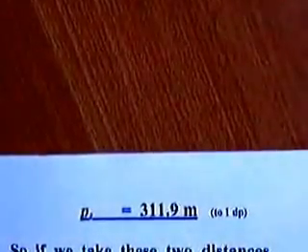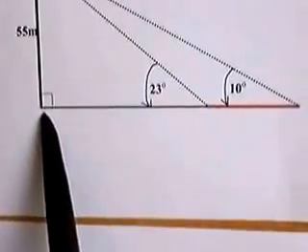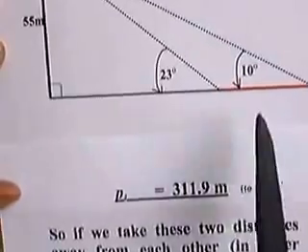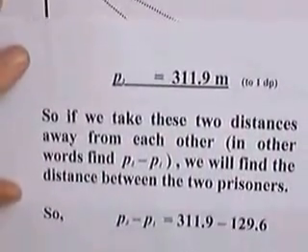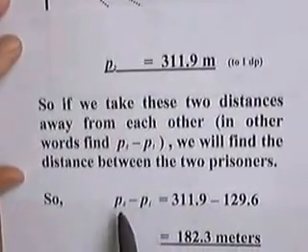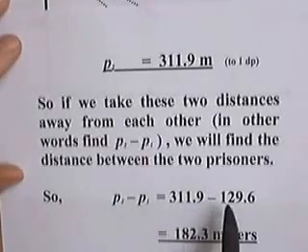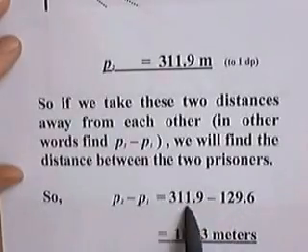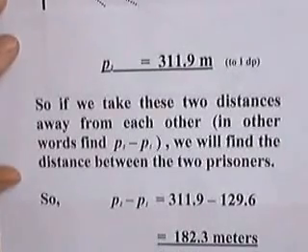So we've now got this length from there to there, and that is 311.9 meters. And so to get the distance between the two prisoners, which is P2 take away P1, the smaller distance is being taken away from the larger distance, and we end up at 182.3 meters.